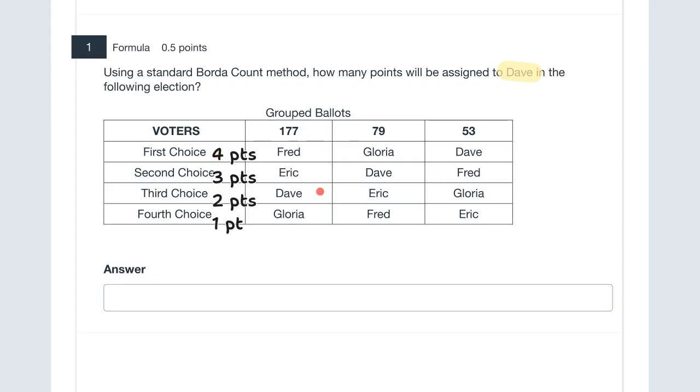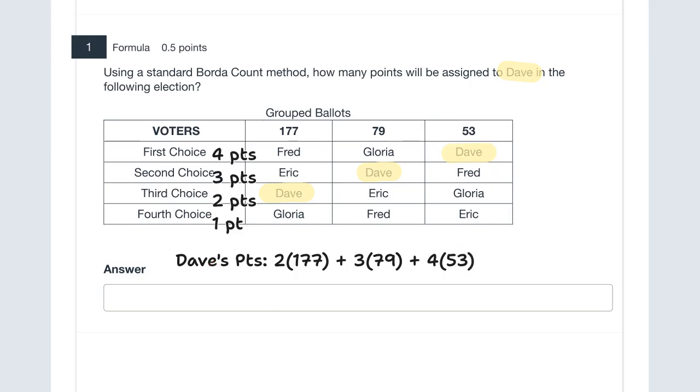So when we look for Dave, these 177 here are worth 2 points. These 79 are worth 3. These 53 are first place votes. They are worth 4 points apiece. So when we do Dave's points, this is 2 times 177 plus 3 times those 79, plus those first place votes are worth 4 times 53.